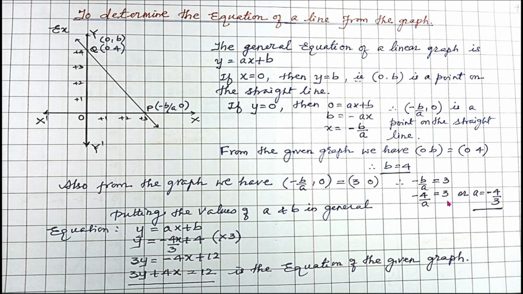Now put these two values of a and b in the general form, that is y is equal to ax plus b. We get y is equal to minus 4 by 3 x plus 4, and simplify it, that means bring it in standard form. Multiplying by 3, we get 3 into y is 3y, the 3 will cancel, minus 4x, and 4 into 3 is 12. Bring this 4x to the left, it will be 3y plus 4x is equal to 12, which is the equation of the given straight line graph. So that is how we find out the equation of a straight line graph given to us. It is a very important method, so please learn this.